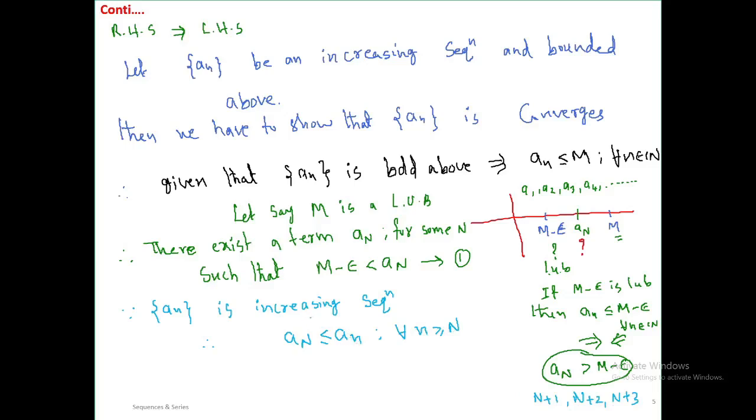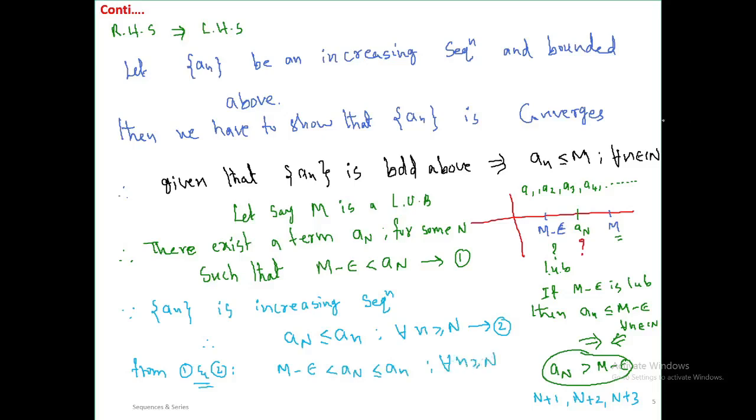a1 less than a2, a2 less than a3, a3 less than a4, like that, right? So this is obvious. Let's say this is number 2. So from 1 and 2 I can say that m minus epsilon less than a capital N, but this is less than or equal to an, for all n more than or equal to capital N.